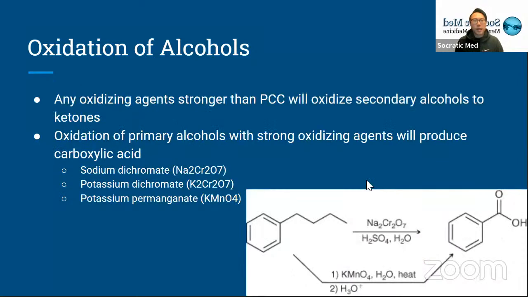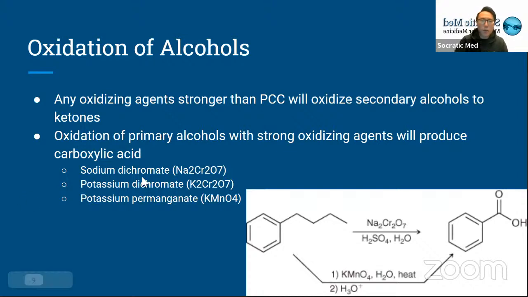But like I said, any oxidizing agent that you encounter on the MCAT that's stronger than PCC will be able to oxidize secondary alcohols to ketones as well. But then for primary alcohols, using a strong oxidizing agent, it will be able to produce a carboxylic acid.